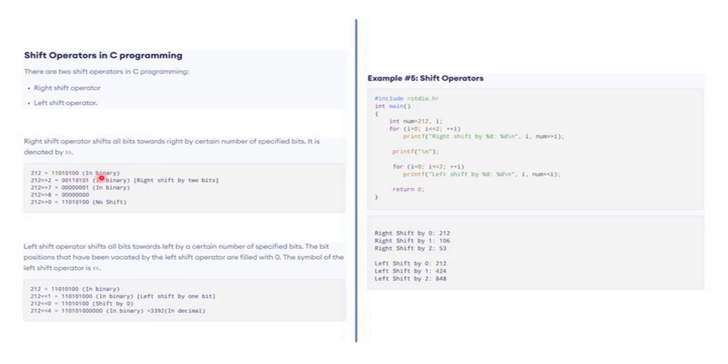the number of steps, that is here 212 >> 2. Here 2 is denoting the number of steps. You can just delete the number of binary digits equal to the number of steps. So here it is 2, right? So omit these two zeros and add two zeros in the beginning. That will give you the result.